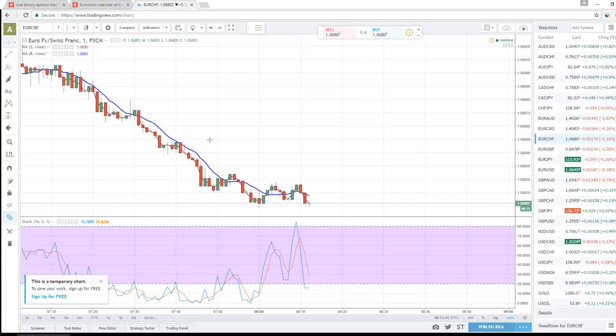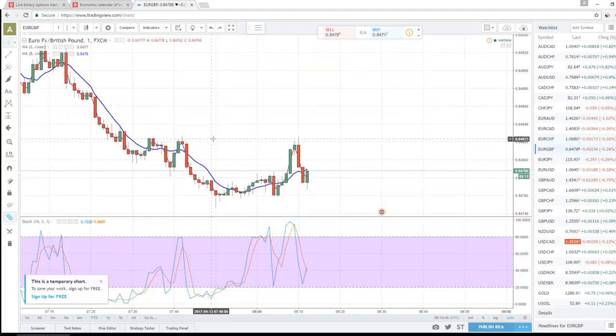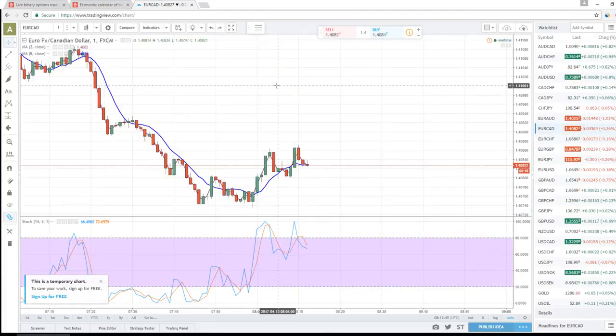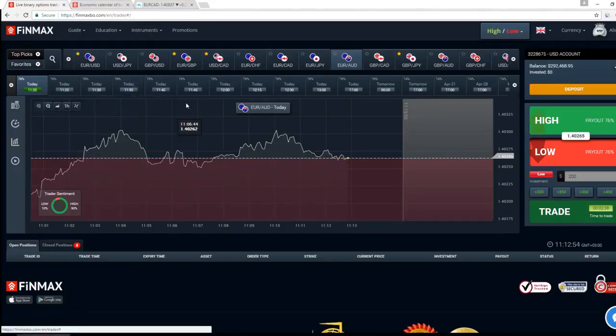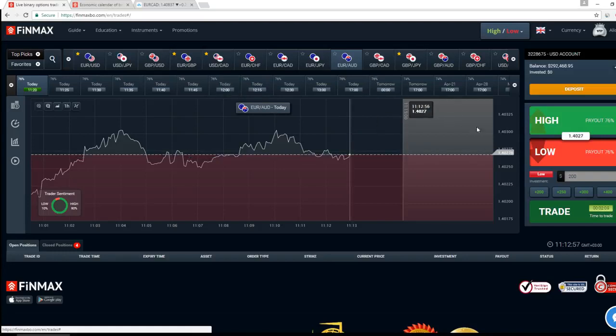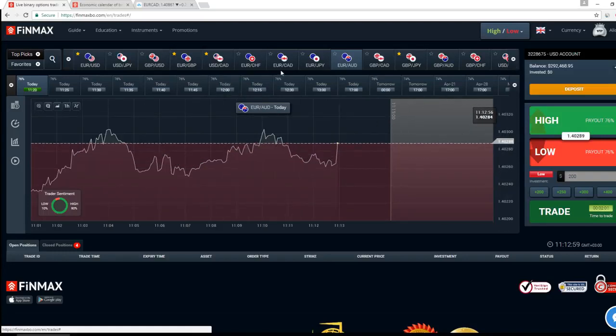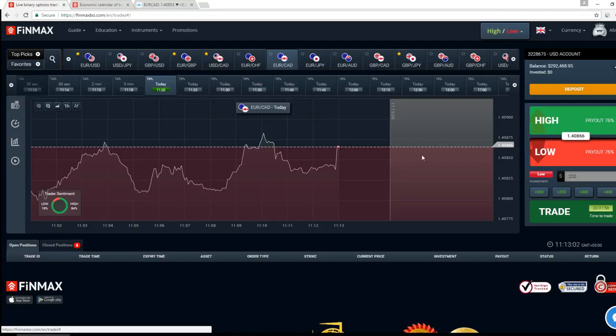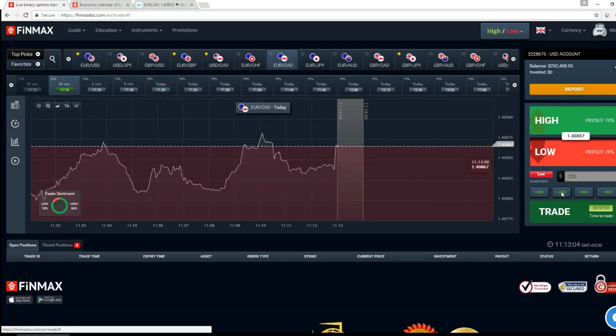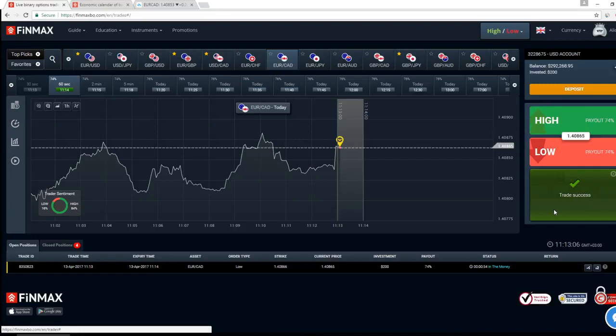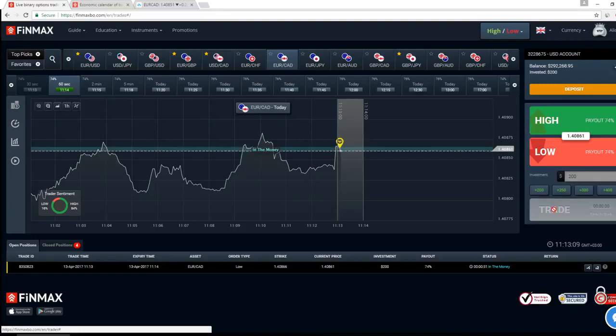Euro to Swiss franc, I believe it's a bit late. Let's see Euro to Canadian. Well, also interesting. Let's see if we have the expiry time. Euro to Canadian dollar. I'm considering opening the trade for 1 minute for low. Okay, it's available, so that's nice. And cross out the trade that we had on Australian dollar to Swiss franc.